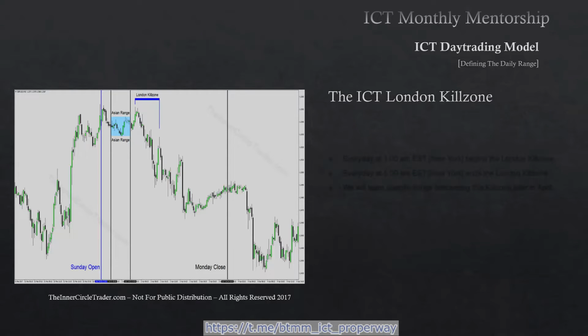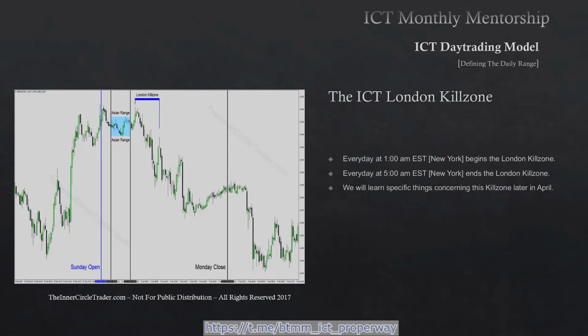Okay, the ICT London Kill Zone. Every day at 1 a.m. Eastern Standard Time, New York, begins the London Kill Zone. Every day at 5 a.m. Eastern Standard Time, New York, ends the London Kill Zone.